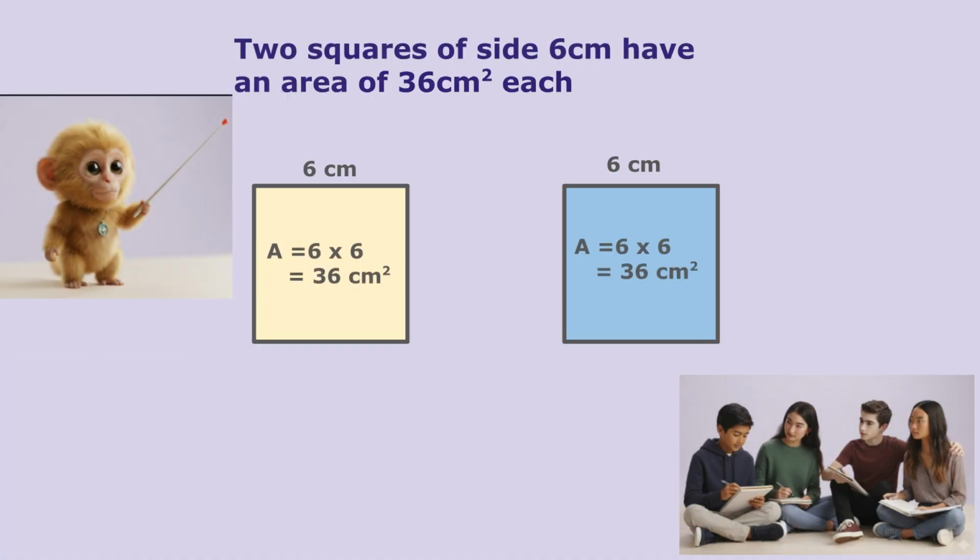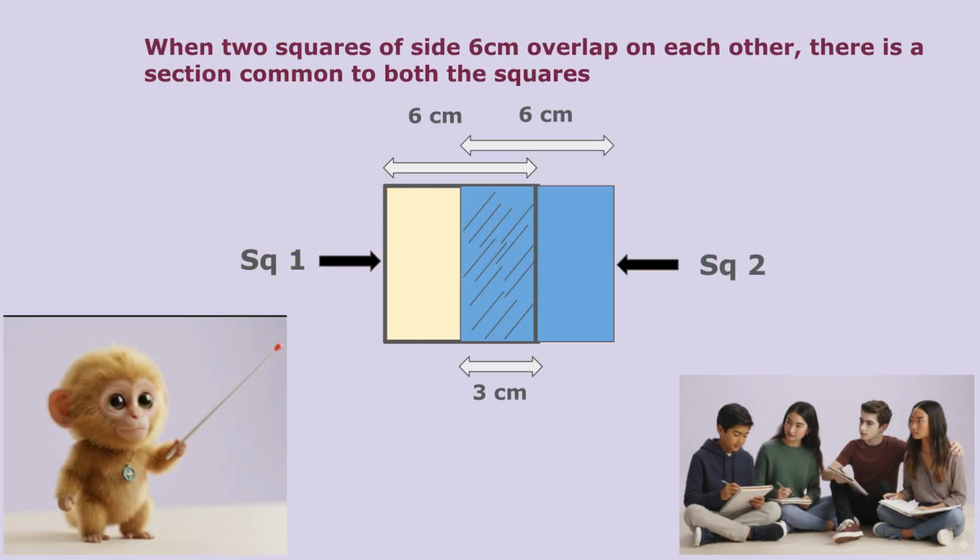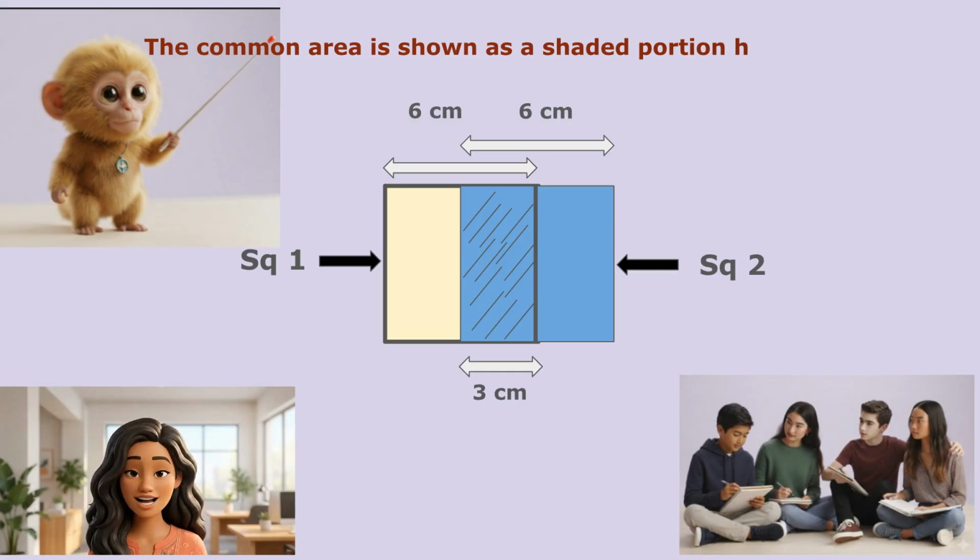Two squares of side 6 centimeters have an area of 36 centimeters squared each. When two squares of side 6 centimeters overlap on each other, there is a section common to both the squares. The common area is shown as a shaded portion here.